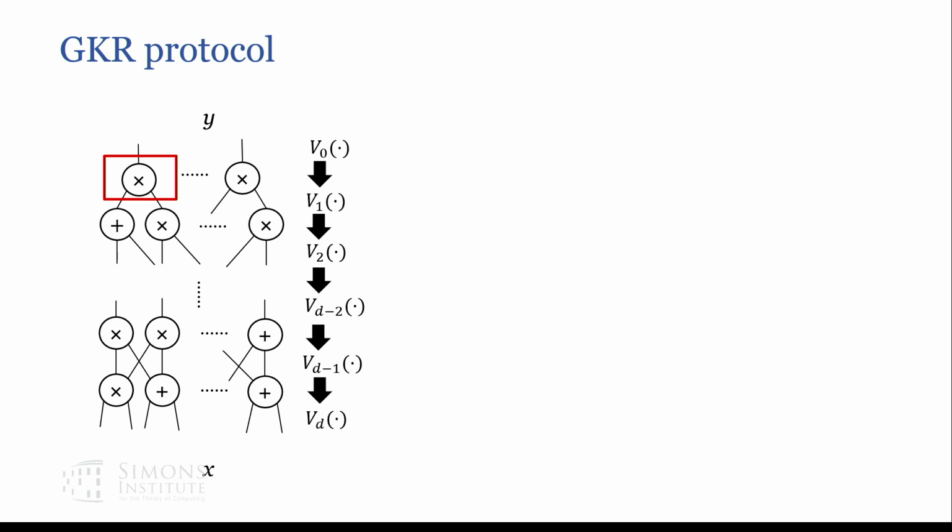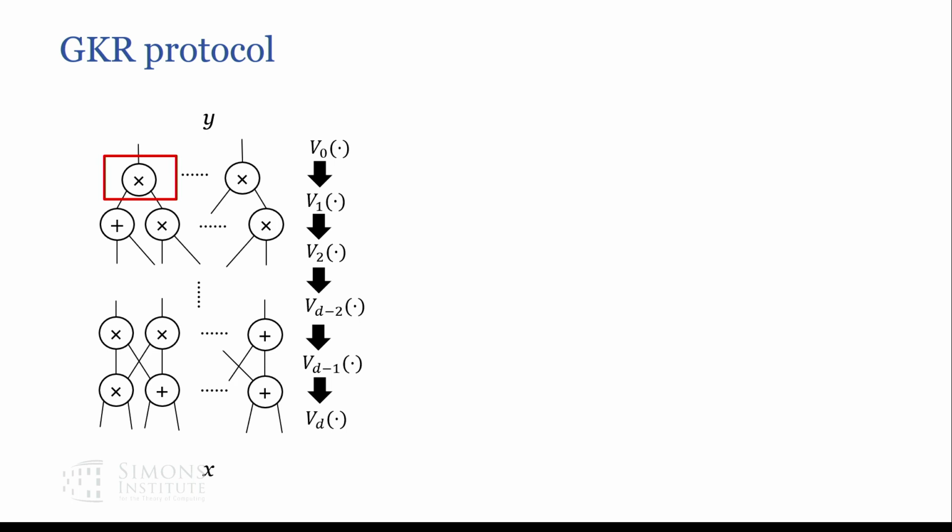For example, here is a multiplication gate. It means the evaluation of V0 at location 0 equals the evaluation of V1 at 0, 0 times V1 at 0, 1. So this is a well-defined closed form relationship between consecutive layers. Is that clear? Okay.